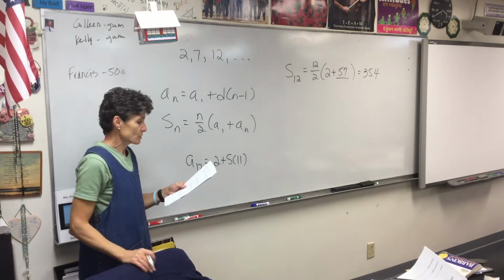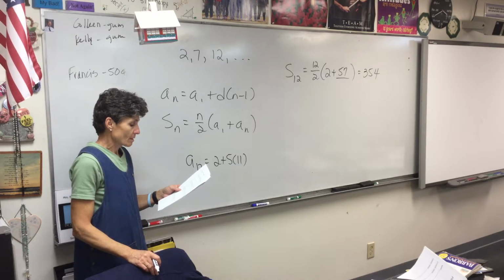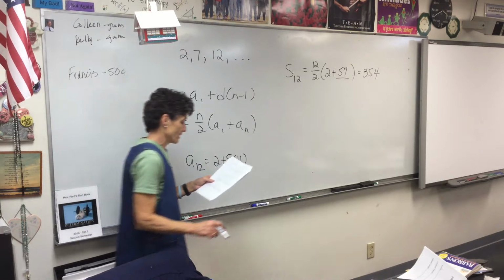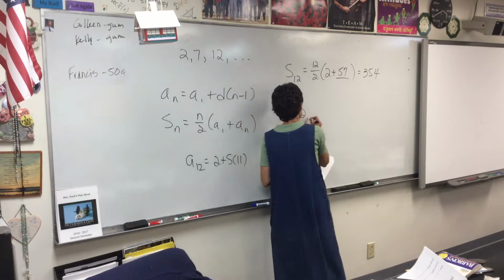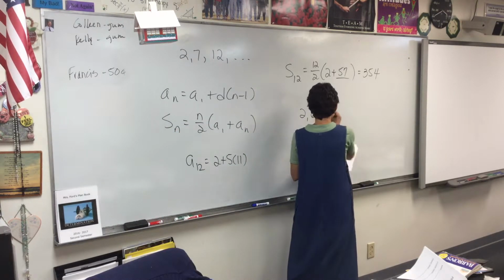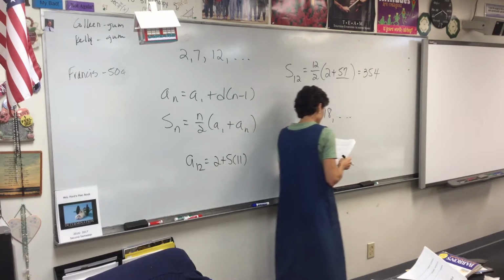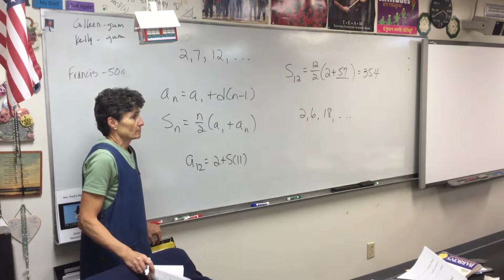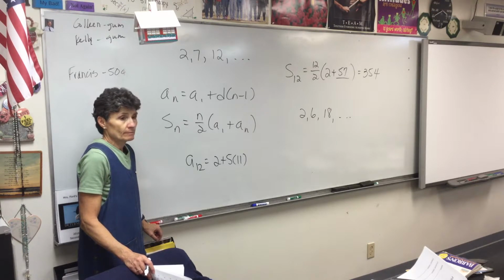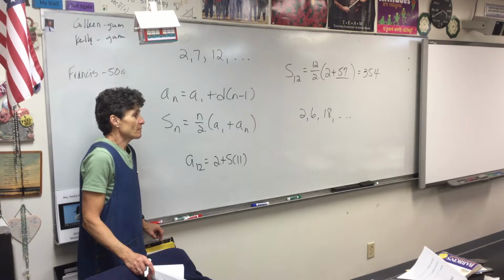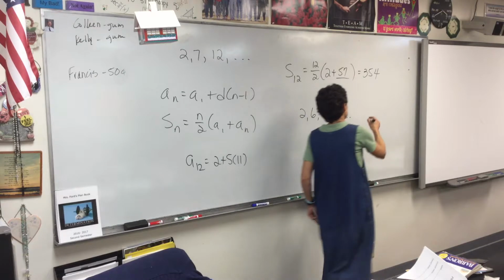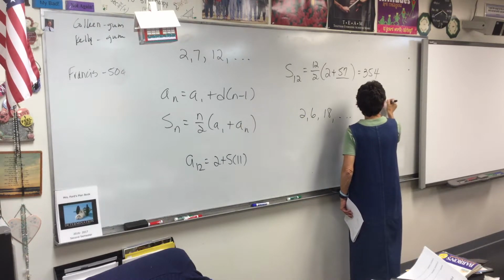All right, let's go down to number 7. Stephanie went to the mall each day for 8 consecutive days. She spent 2 cents on the first day, 6 cents on the second day, 18 cents on the third day. How much did she spend altogether? Okay, what kind of sequence do we have? Geometric. How much did she spend altogether? Sum. So your geometric sum formula is this one.